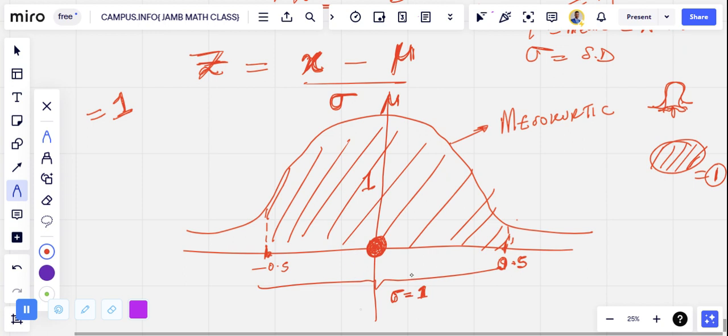Okay? The spread, that actually shows the spread for it. And that is one. The spread is one. But I noticed that the average is at the origin. That means the average is always zero.